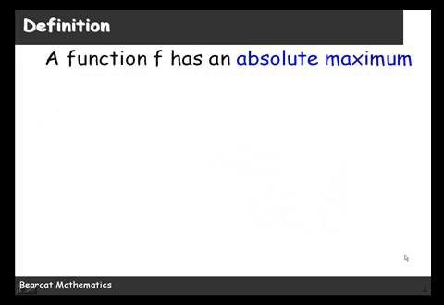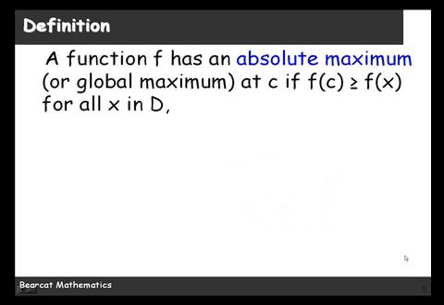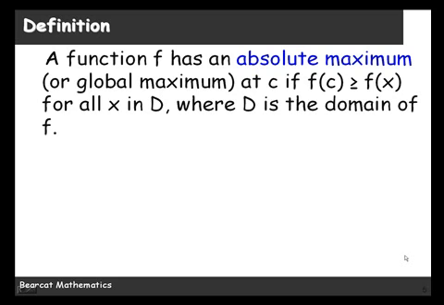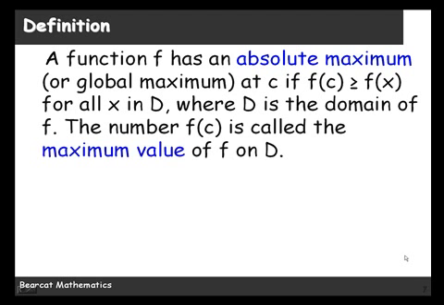A function f has an absolute maximum, or some will call it a global maximum, at C if and only if f of C is greater than or equal to f of x for all x in some domain D. The number f of C is called the maximum value of f on D.